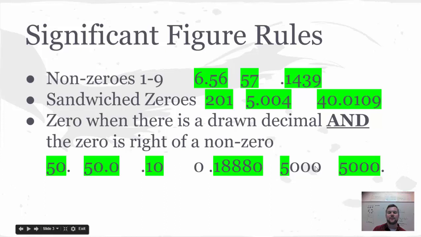And the 500, there's 1 sig fig because I don't see a drawn decimal point. Even though these zeros are on the right-hand side, there's no drawn decimal point. Compared to this 5,000 with a decimal point, that decimal point makes these ones significant. In all these cases, we're looking at these numbers as if someone else measured some kind of value and we are reading their measurement. And that's how we know how many sig figs we have.